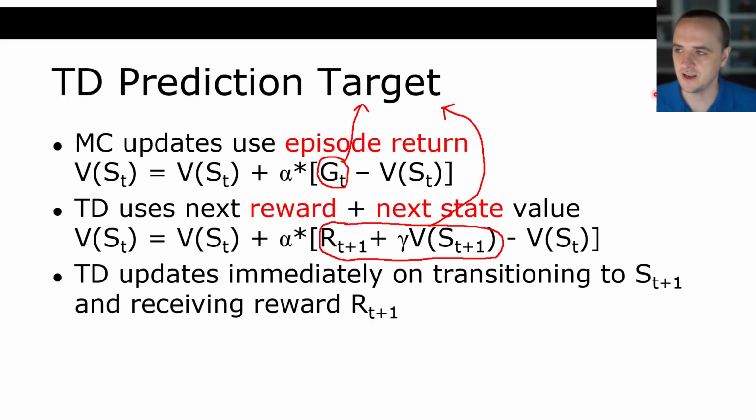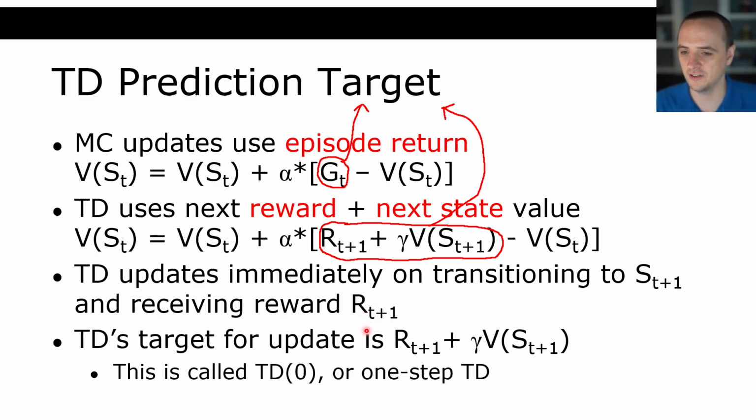So TD updates immediately on transitioning to the next state and receiving the next reward. TD's target for the update is this term right here, which is the next reward plus gamma times the next state value. This is called TD0, or one-step TD. If you go through the book, you'll find TD lambda, which is like multi-step temporal difference learning. We won't be doing that in this course. We're pretty much going to stop at the end of this lecture with reinforcement learning. But just know that you can extend this to care more about things in the future if you want to.